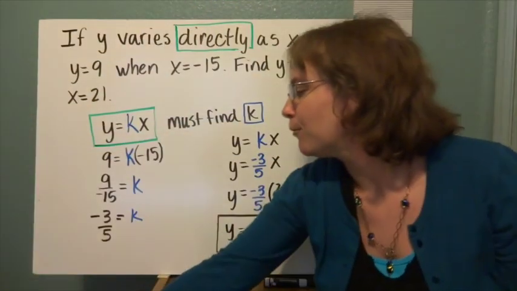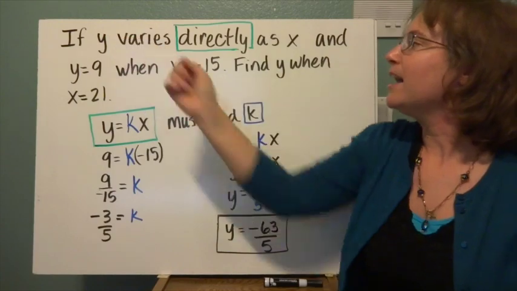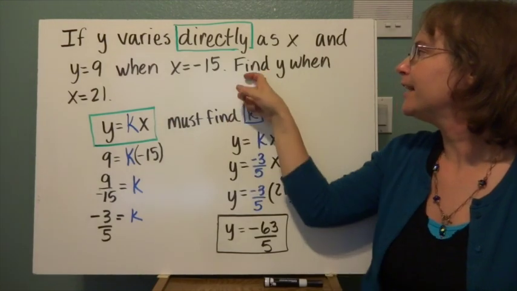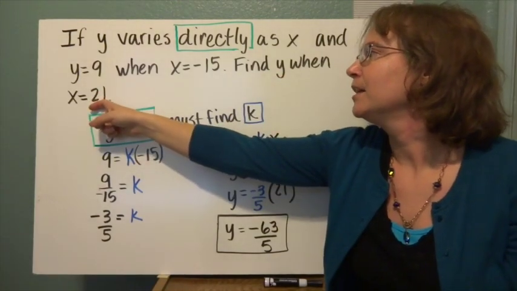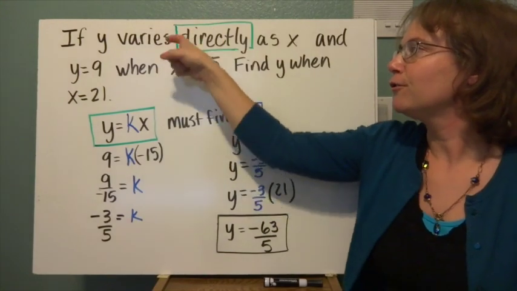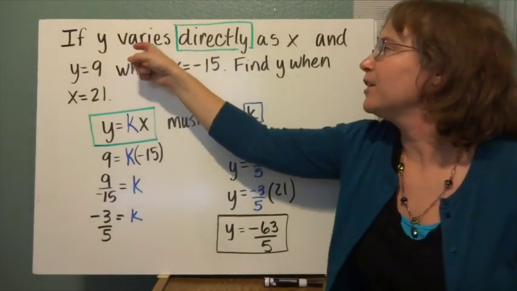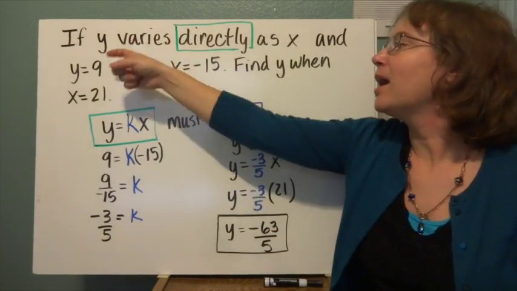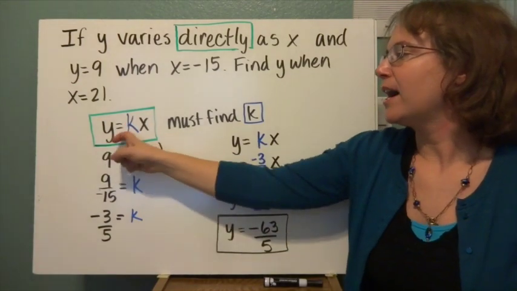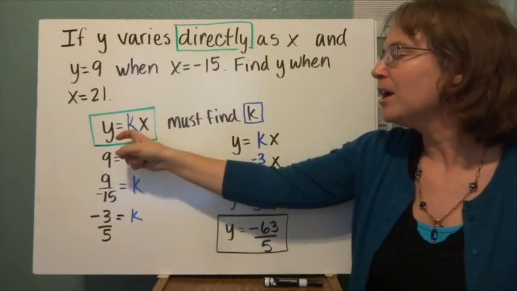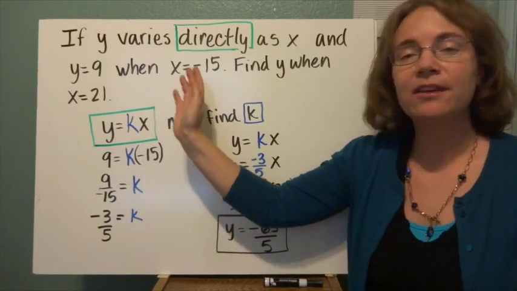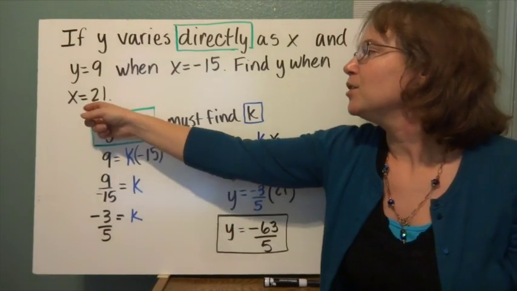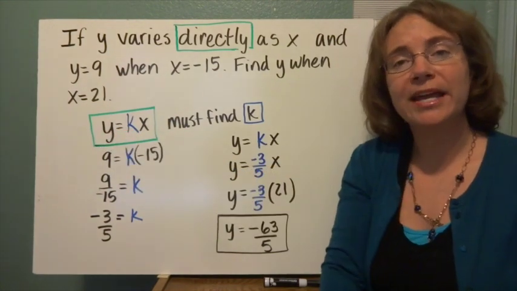So let's look at an example of what we can do with this information. If y varies directly as x, and y equals 9 when x is equal to -15, find y when x is 21. So we have a lot of information in there. The first piece of information is we know y is varying directly as x. So y equals some constant times x. So y equals kx. Now, if we knew what this k was, we could find everything, right? Because we know we multiply whatever x is by k to get y. So we're going to multiply that 21 by k, but we don't know what k is.